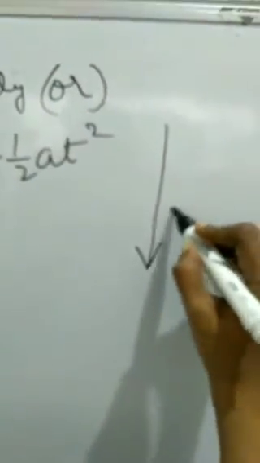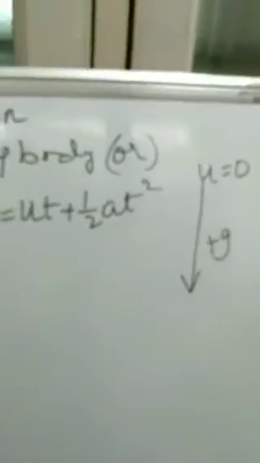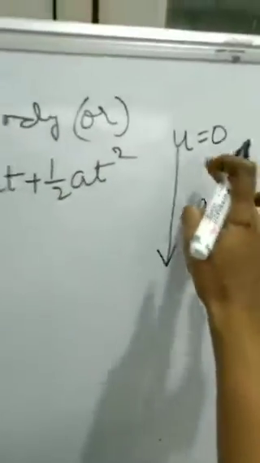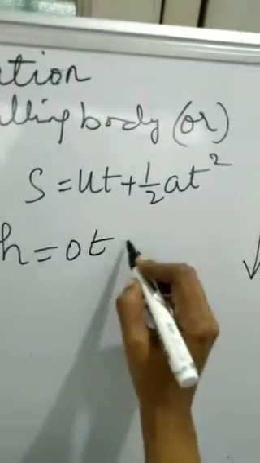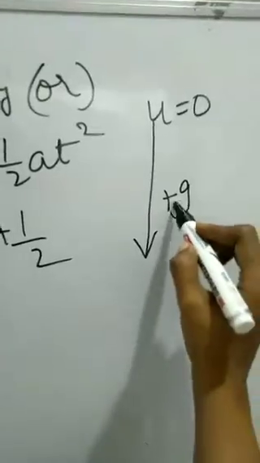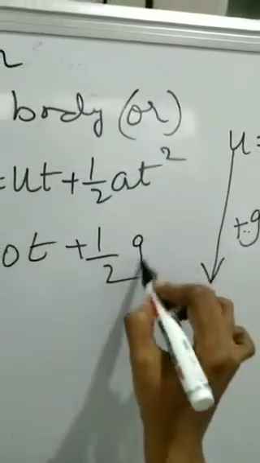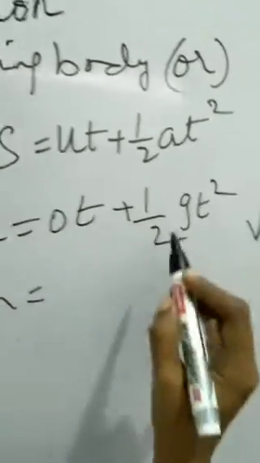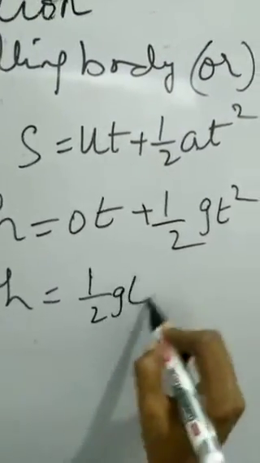See the second equation of motion, s is equal to ut plus half at square. For a freely falling body, it is plus g and initial velocity will be 0, when it is thrown from a certain height. Then this s you will represent as h, and u is 0. So 0 into t plus half, a will become plus g, t square. So h is equal to half gt square.